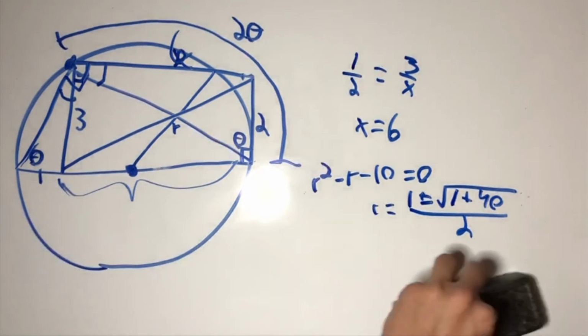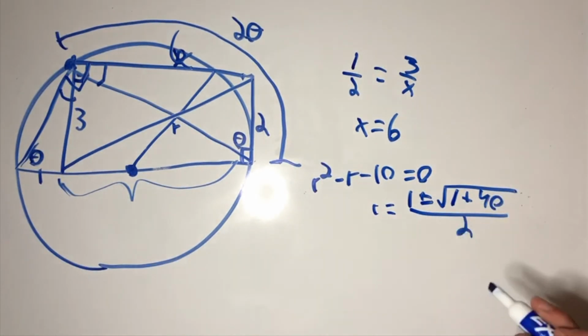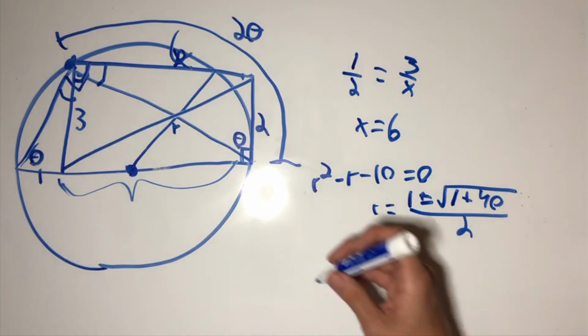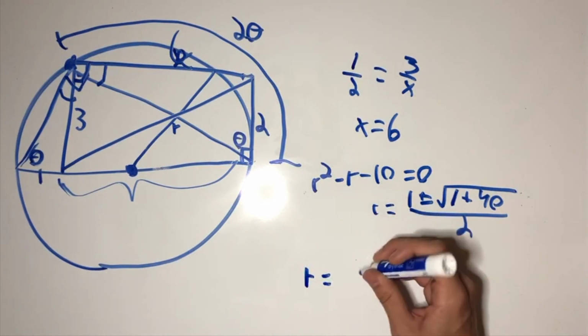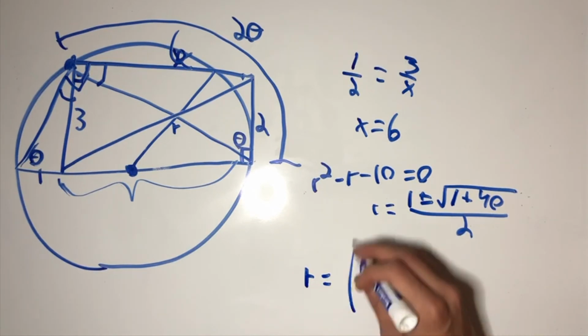So we don't want this negative value, because if we use a negative value, we'll get r is negative, and we know it has to be positive because it's a distance. So therefore, we have r equals 1 plus root 41 over 2. And that is our answer.